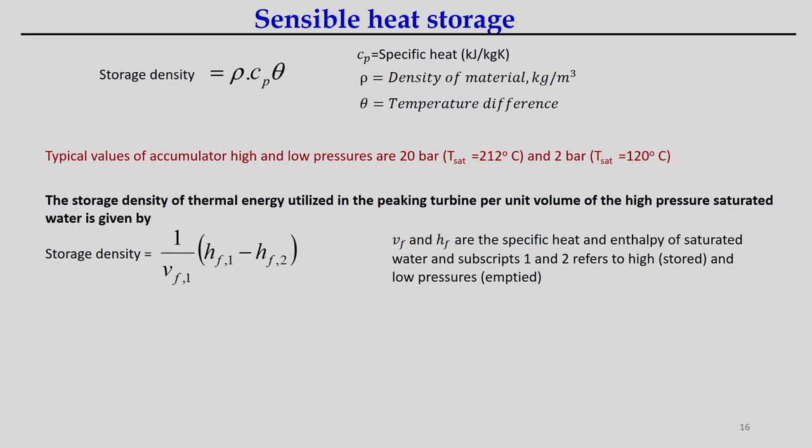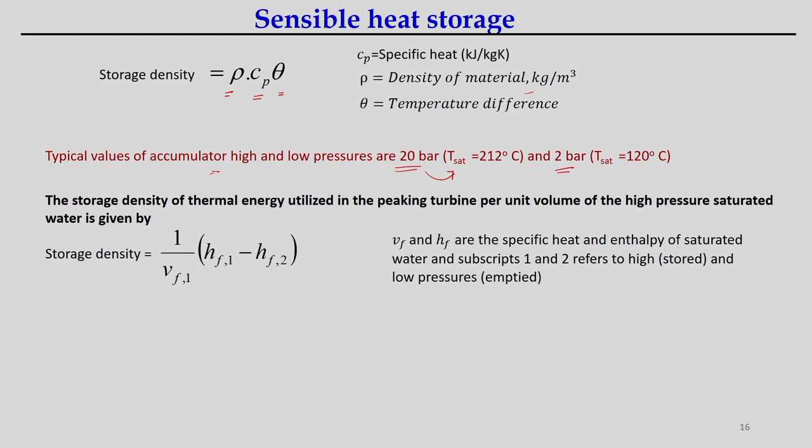Now, let us discuss more on the storage density of a sensible energy storage system. It can be represented by rho Cp dT. Here dT is the temperature difference, theta, rho is the density of the material in kg per cubic meter, and Cp is the specific heat in kilojoule per kg Kelvin. The typical values of accumulator high and low pressure are 20 bar and 2 bar. 20 bar means the saturation temperature is about 212 degrees Celsius, and at 2 bar the saturation temperature is about 120 degrees Celsius.